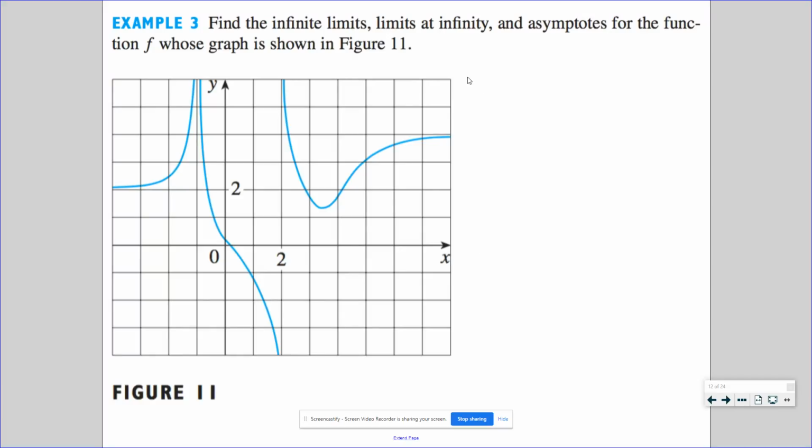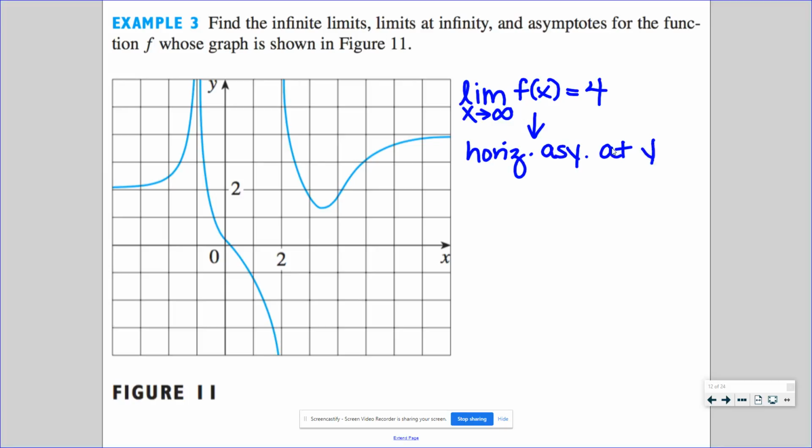Okay, so let's start with taking the limit as x approaches infinity. Okay, because if I take the limit as x approaches infinity and I get a number, then that means I have a horizontal asymptote. So if I go to the right side of my graph, my function is leveling out, and that looks like it's around the y value of 4. Okay, so I would say the limit as I go to infinity is equal to 4, which means I have a horizontal asymptote at y equals 4.